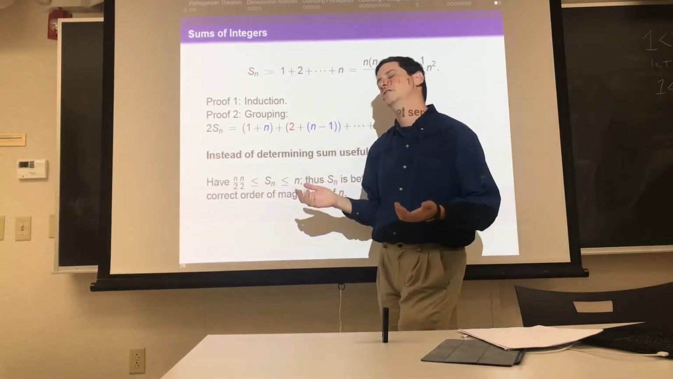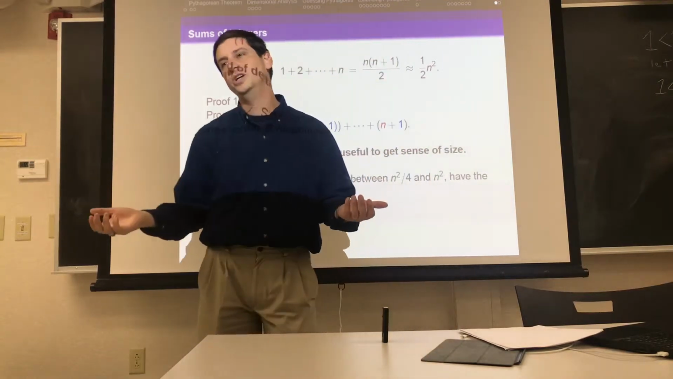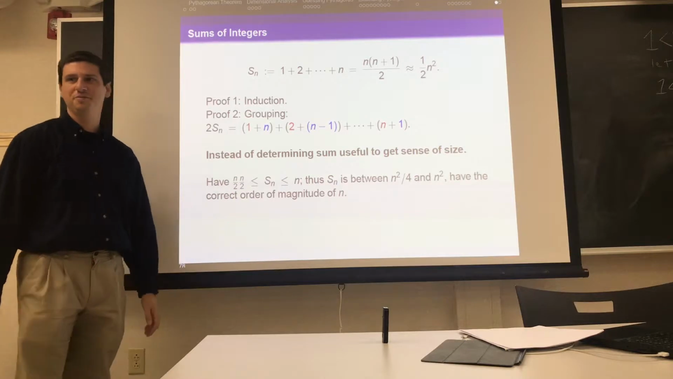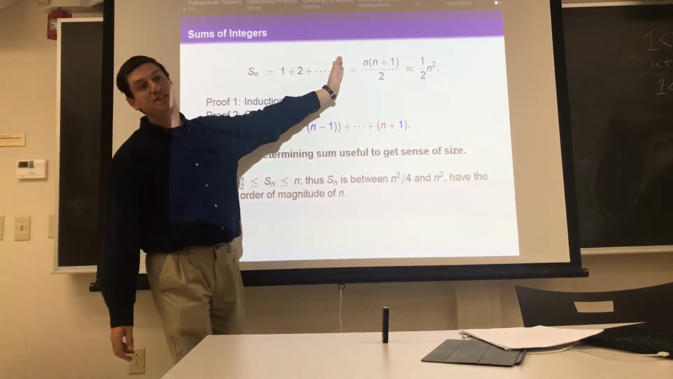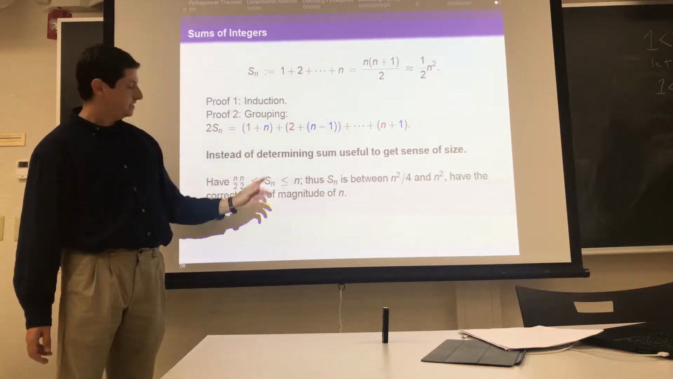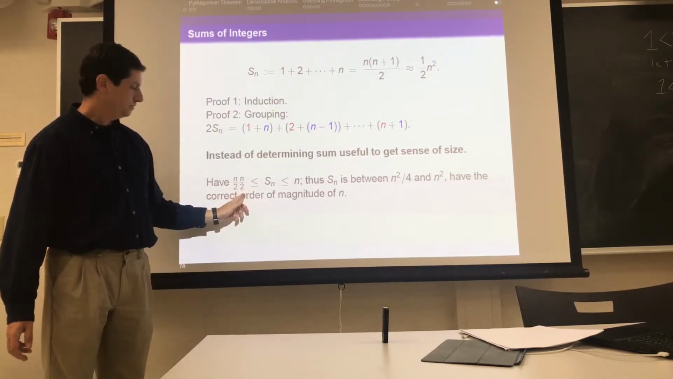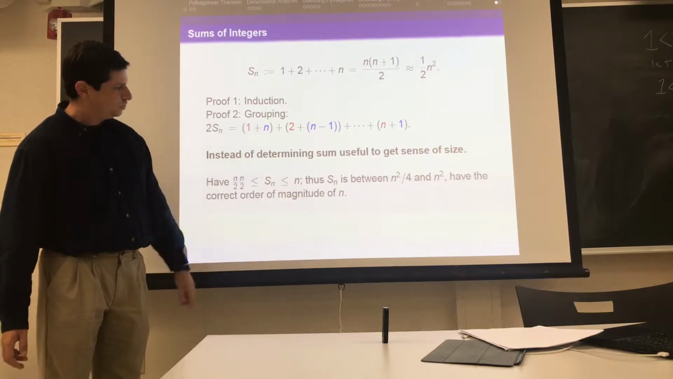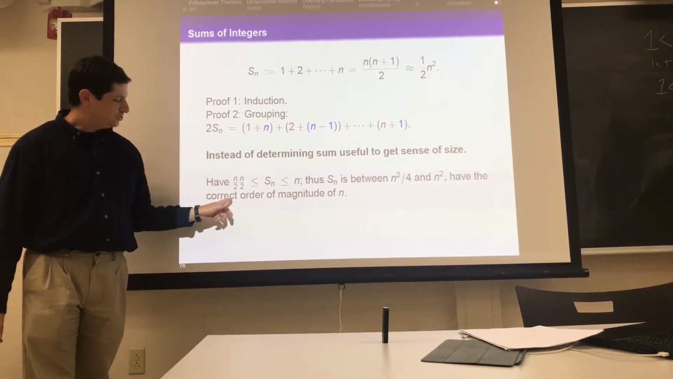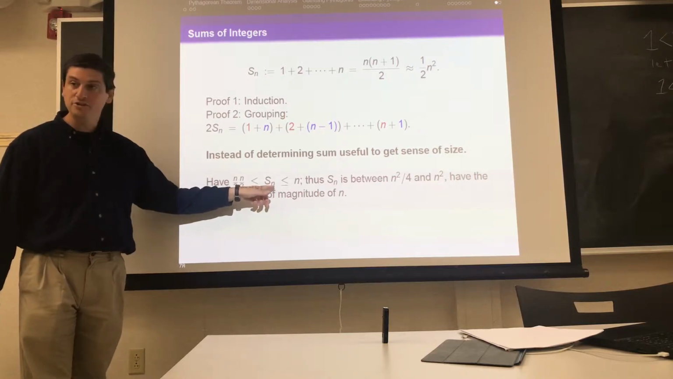I am never going to care if n is an odd number and n over 2 doesn't exist. I'm not going to worry about that. This is just being casual among friends, okay? So the last half has at least n over 2 terms. Each term is at least n over 2. So I know the sum is at least n over 2 times n over 2. This should actually be an n squared, not an n. Sorry about that. And so we now know that the correct order of magnitude is n squared.